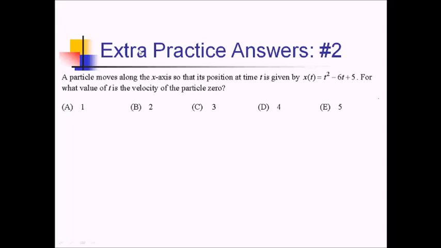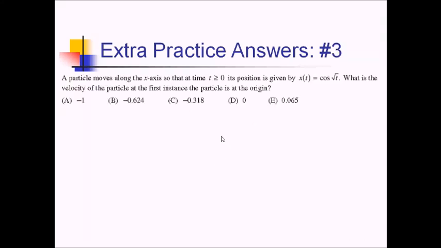For this problem, we have a particle moving on the x-axis with a position given by this x of t function. For what value of t is the velocity of the particle 0? Well, velocity is going to be x prime of t, the rate of change of that position. That's going to be 2t minus 6 if we take that derivative. We want to know where that equals 0. If you add 6 to the other side and divide by 2, you've got t equals 3, so that's going to be C.